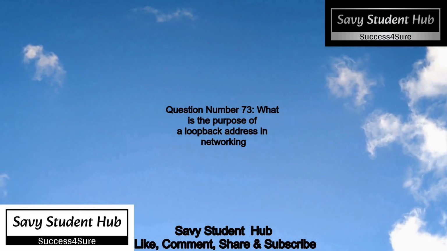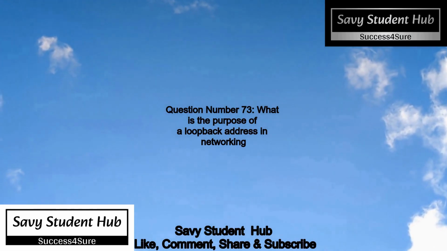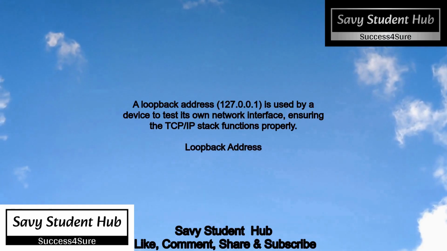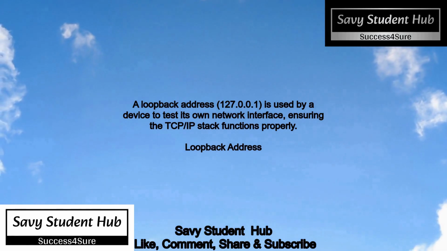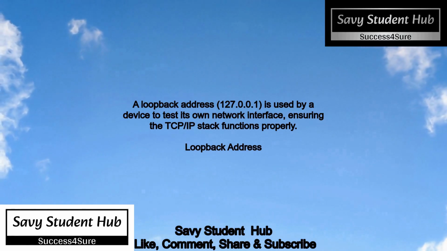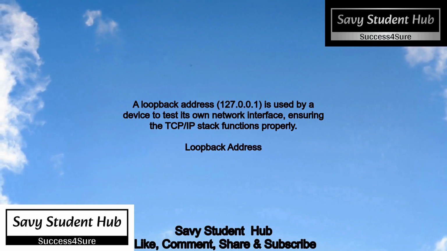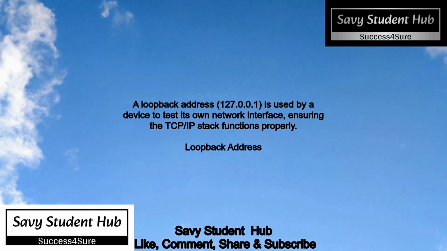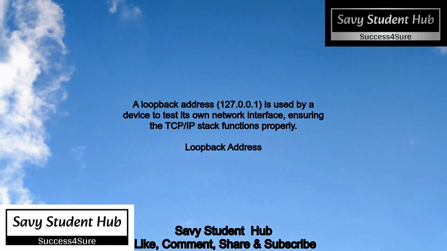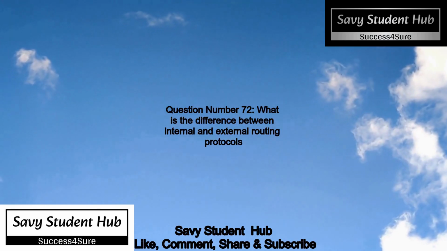Question number 73. What is the purpose of a loopback address in networking? A loopback address, 127.0.0.1, is used by a device to test its own network interface, ensuring the TCP/IP stack functions properly.